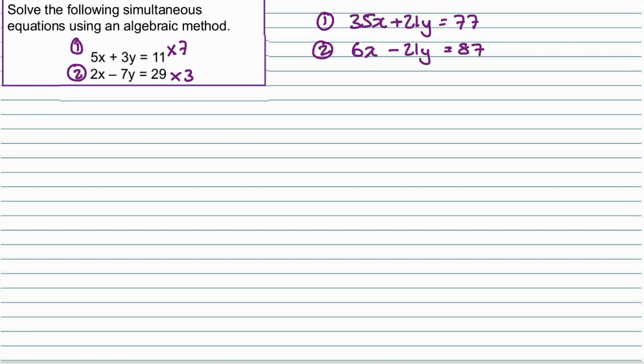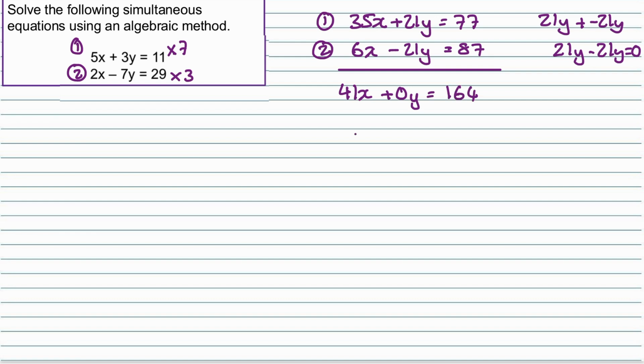And now to eliminate the y's, I'll just add them both together, because 21y plus the negative 21y becomes 21y minus itself. And that will give us 0. So we'll have 41x plus 0y, and then 77 add 87 will give us 164. So 41x will be 164. We'll divide both by 41, and x will be 4.